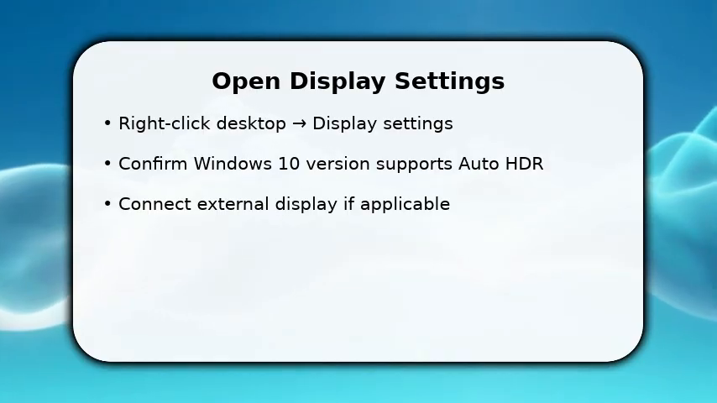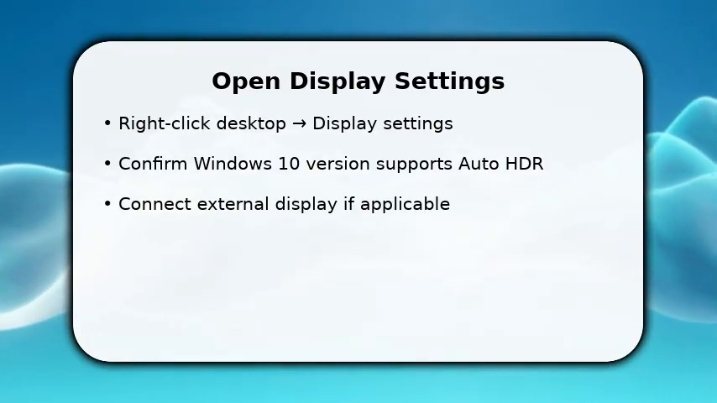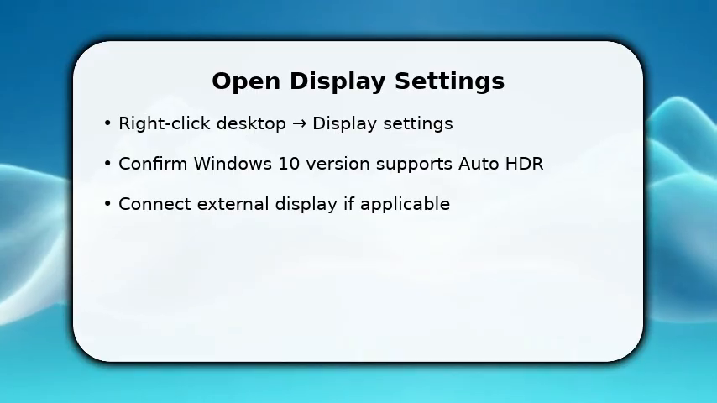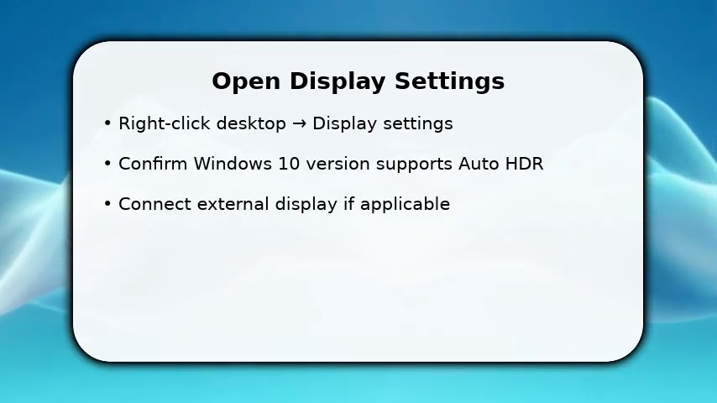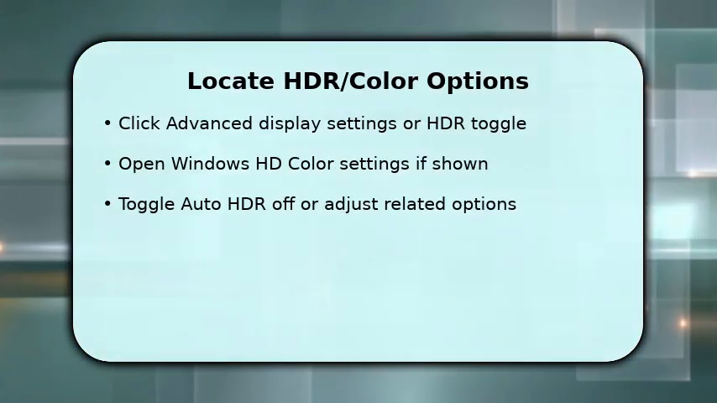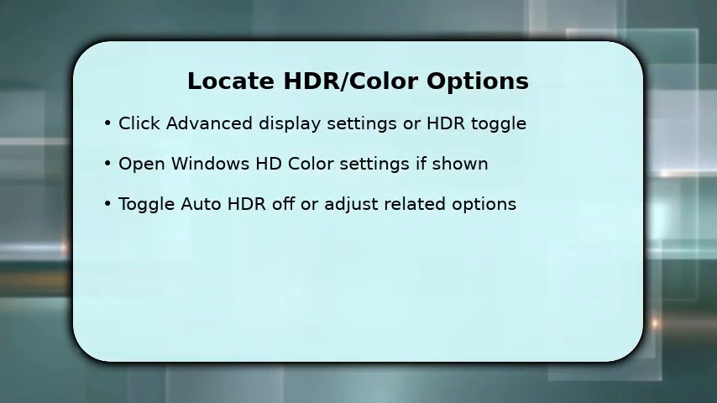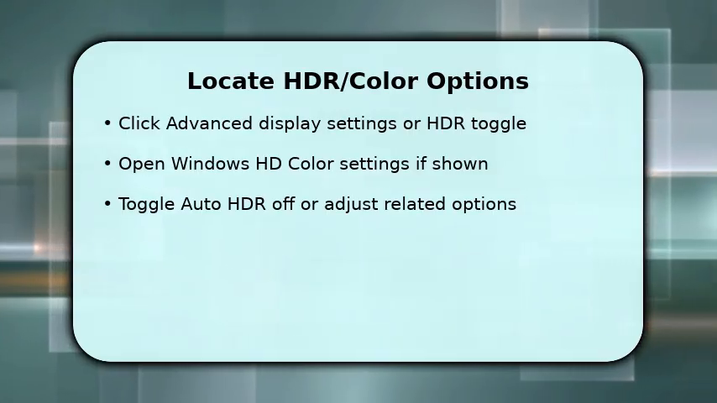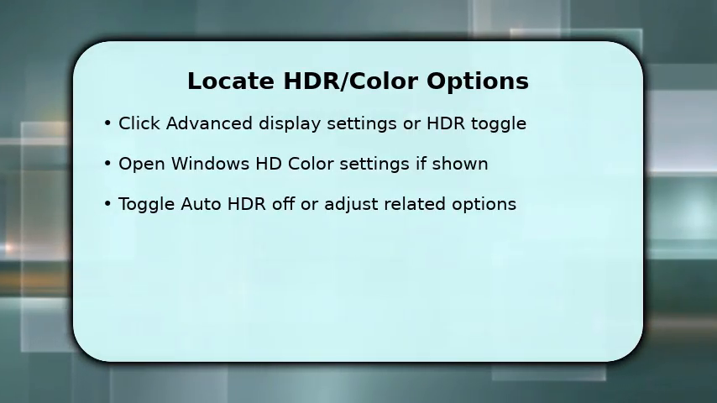Once done, scroll to the Multiple Displays or Advanced Display Settings area to reveal HDR or graphics-related options that we need for the next step. You now find the HDR and color management controls. Click Advanced Display Settings and look for Windows HD Color or HDR settings.